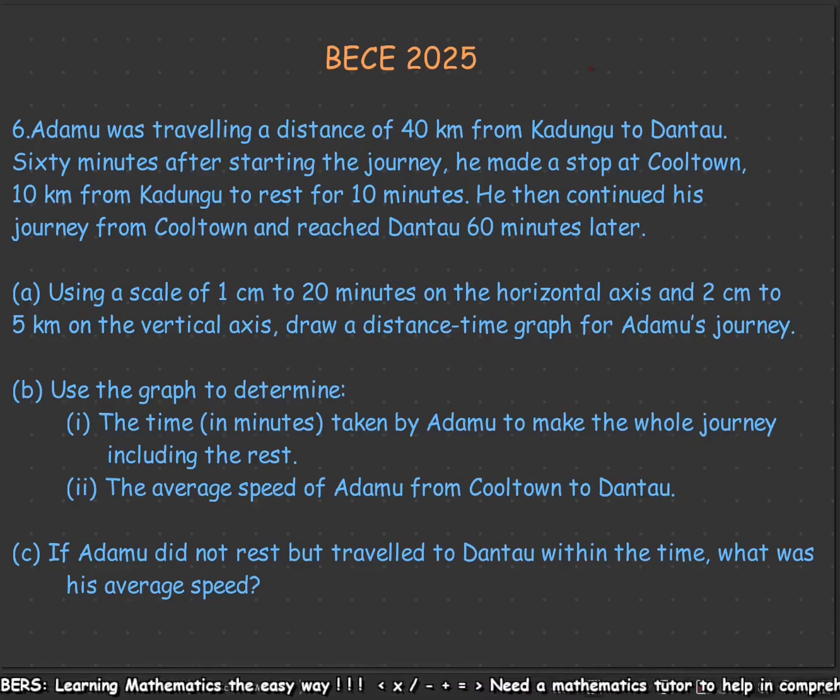Now in this video we are still on BECE 2025, and this is actually the last question of section B, or the written aspect. This has to do with graph. So I'm reading the question out.